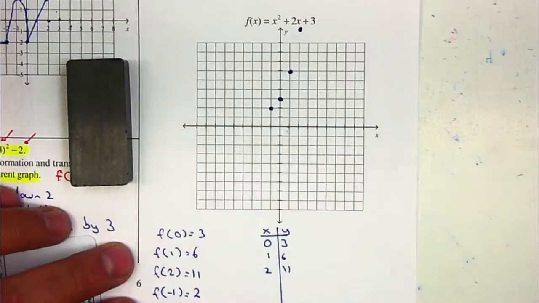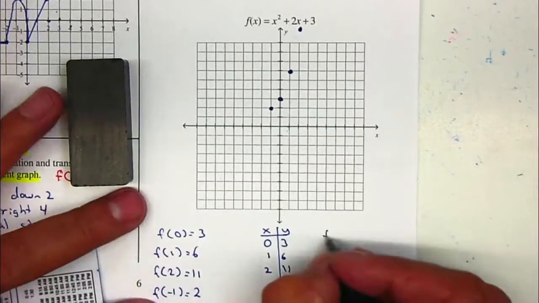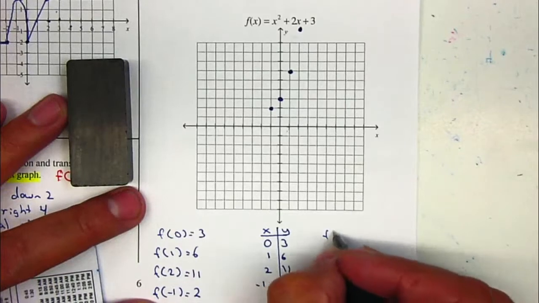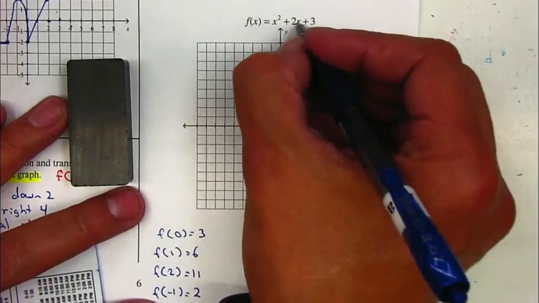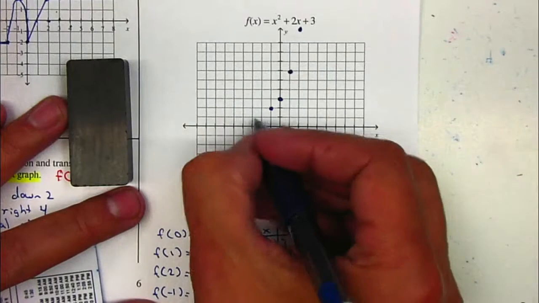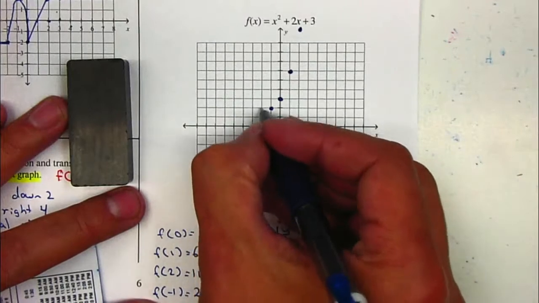I'm going to plug in a negative 2. Negative 1 gave me a 2. I'm going to plug in a negative 2. So let me just say that gives me 4. That gives me negative 4 plus 3 gives me a 3. So plug in a negative 2, 1, 2, 3.